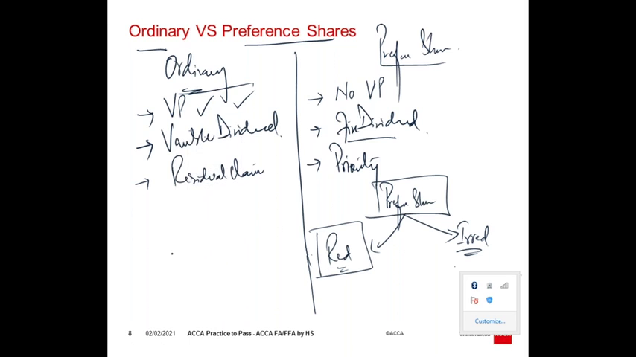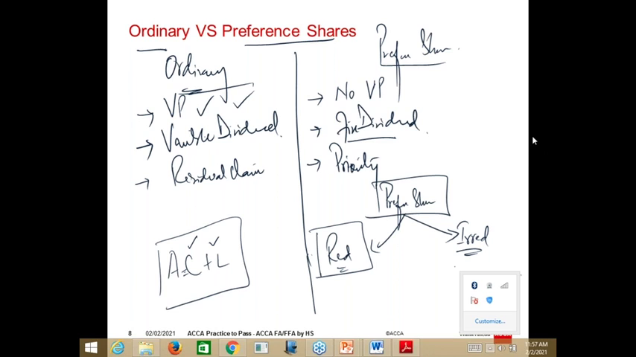Now, my question is, if we see the accounting equation, asset equals capital plus liability, which part is redeemable, capital or liability? Which part is redeemable means which part of the investment do you have to pay back? Yes, it's the liability portion that you have to return.